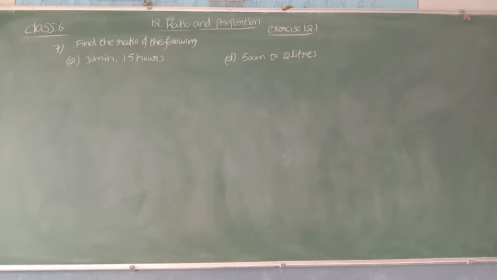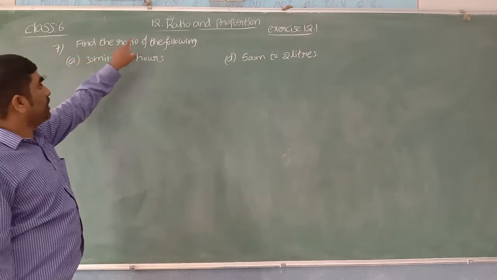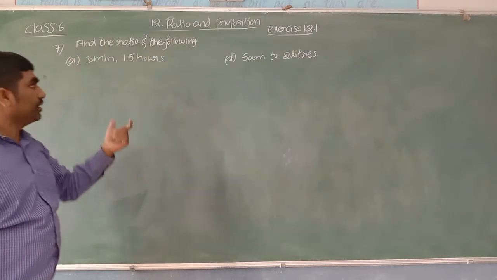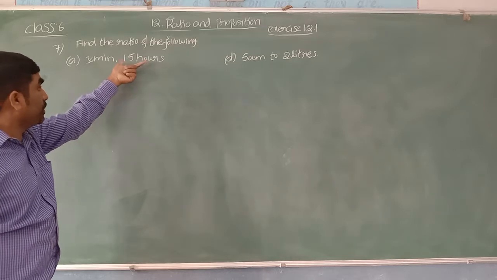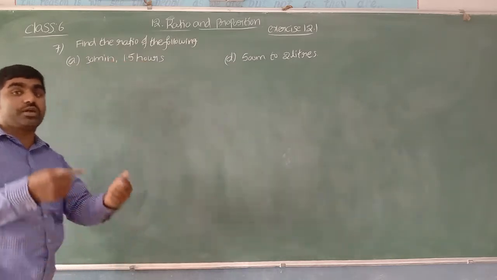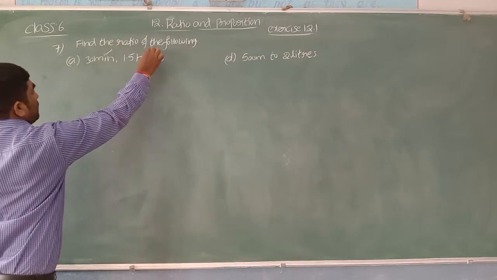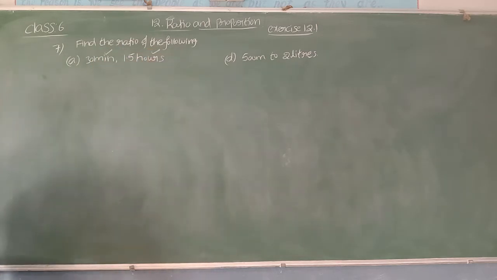Yes, here we have exercise problems. From exercise 12.1, let us see the second one. Asking, find the ratio of the following. We need to find the ratio. I mean, we need to compare this by division method. As I said, when you are comparing the quantities by division method, they must have the same units. But here the units are minutes and hours. Both the quantities have different units. Now we will try to convert them to the same units.